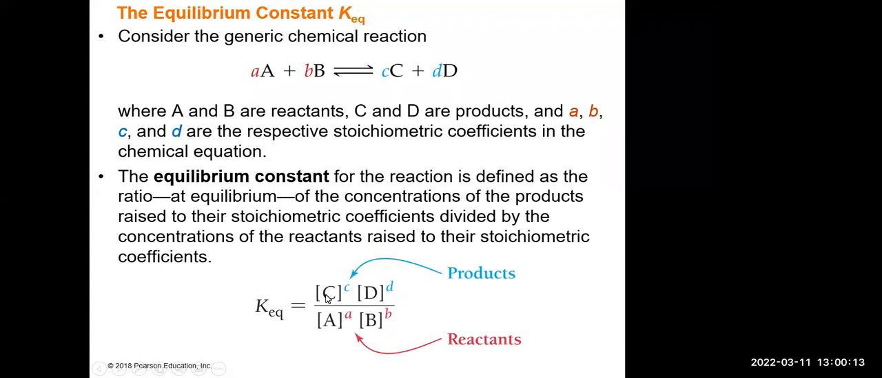you use the concentration of the products, then use their coefficients as the exponents, and you multiply all the concentrations for the products, then divide by the same thing done in a similar way using the concentrations of the reactants and their coefficients as the exponents, then multiply all those for the reactants. You have this ratio. This ratio will be the KEQ.